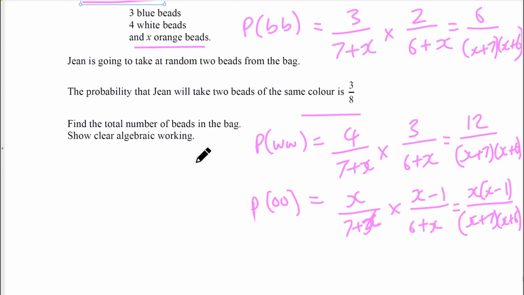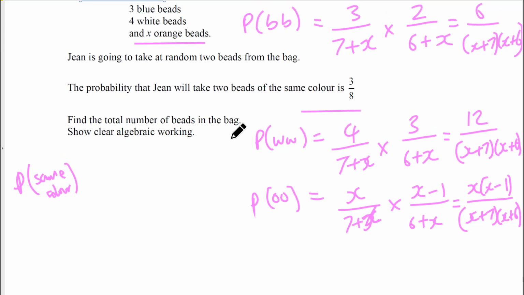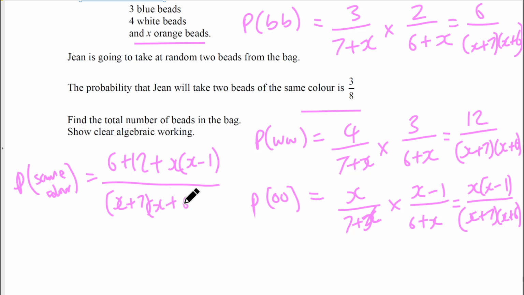Two beads are the same colour, so the probability of the same colour is going to be all these three added together. All the denominators are the same. So we're going to get 6 add 12 add, should I expand that now? I'm just going to leave it like this, x minus 1 all over x plus 7, x plus 6. Now we know that equals 3 over 8.